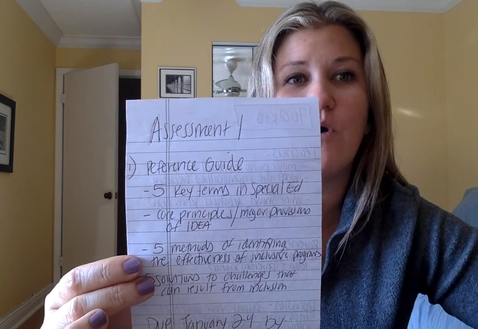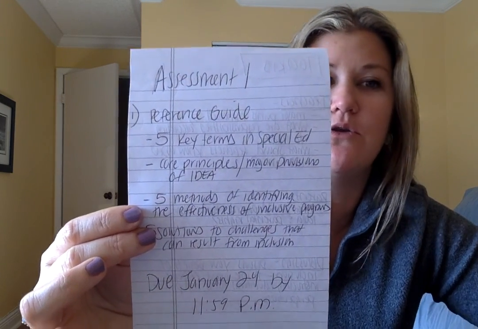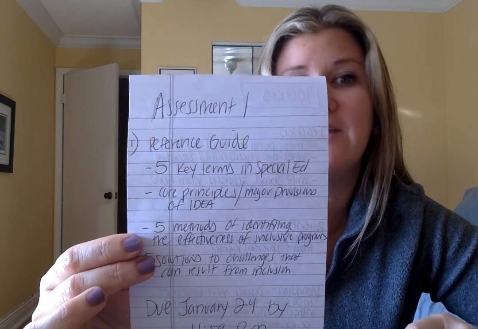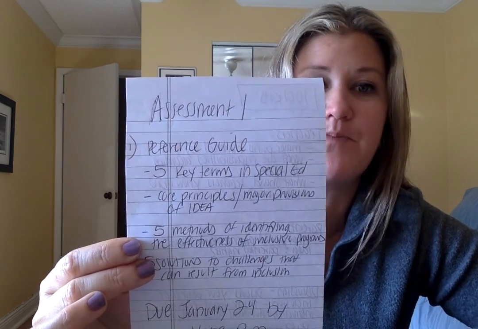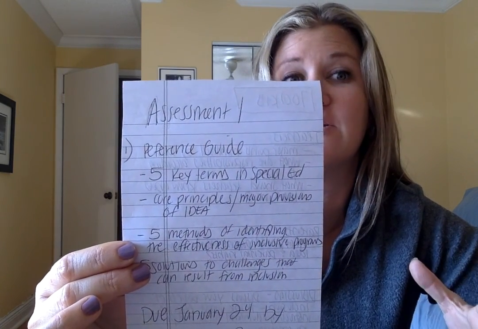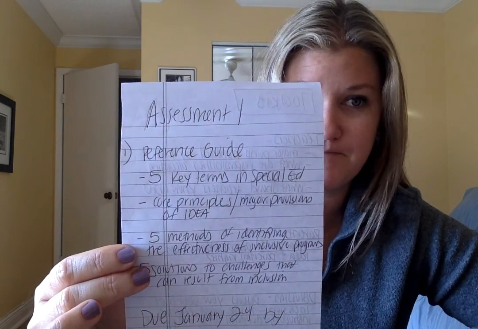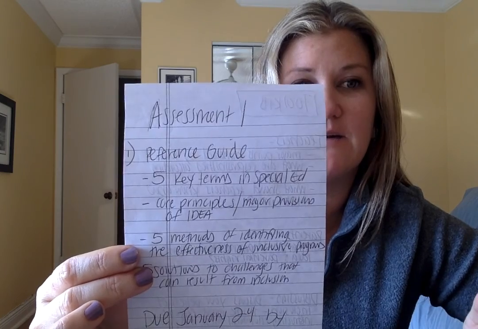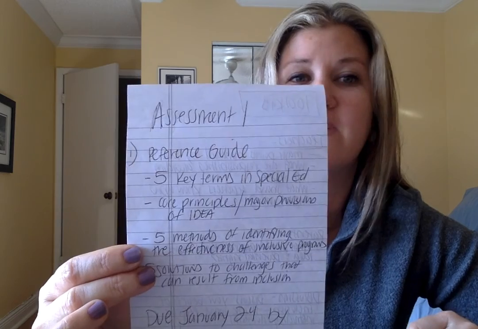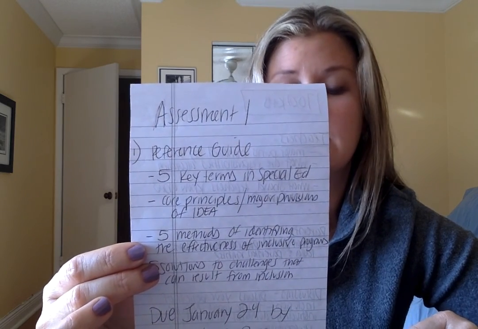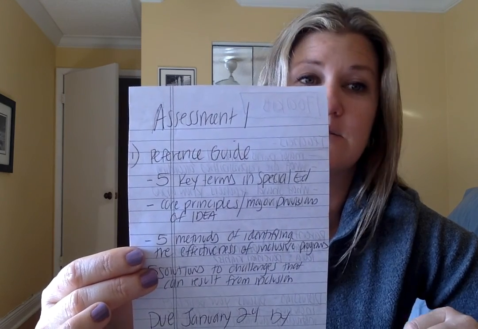For the reference guide, I want you to include 4 different sections. So the first section, I want you to include at least 5 key terms and concepts within special education, and you will find this in your textbook. Be sure to include the definitions as well as their impact on the field of education. The second component, I want you to address the core principles and major provisions of the Individuals with Disabilities Education Act, or IDEA. You will find this highlighted in your text as well.